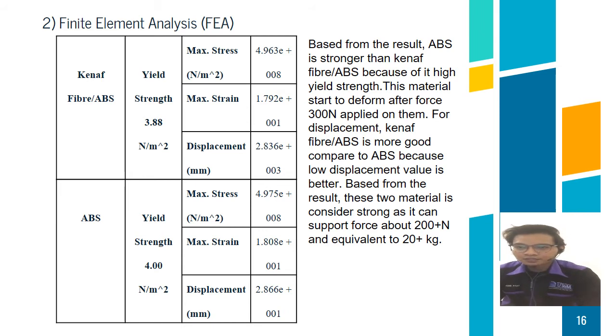But the material starts to deform after we apply 300 Newton of force, and 300 Newton of force is about 30 kilograms. We consider that these two materials are strong because they can support about 200 plus Newton, equal to a load of 20 kilograms.